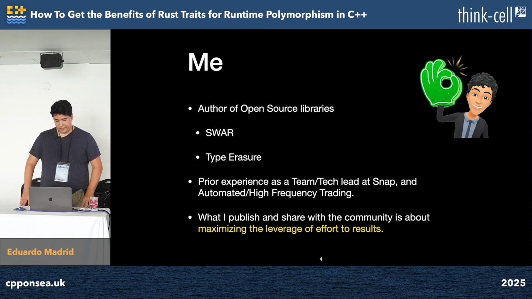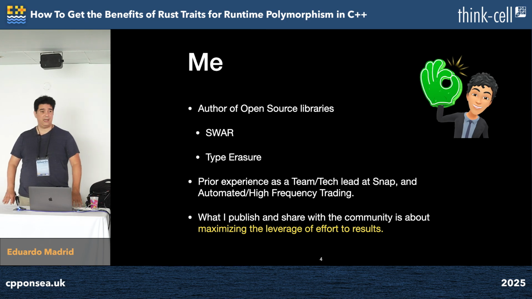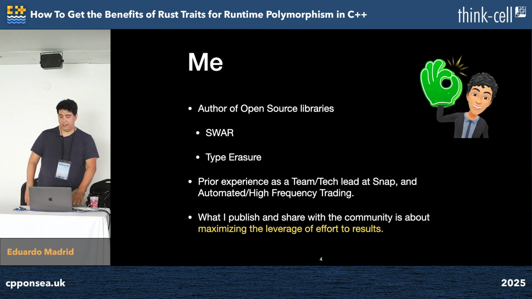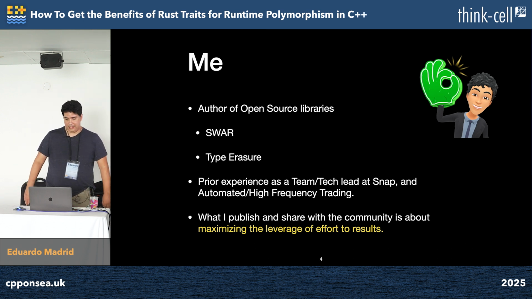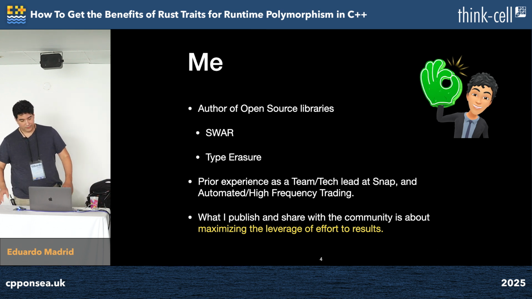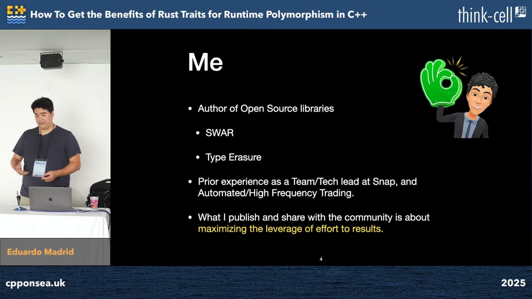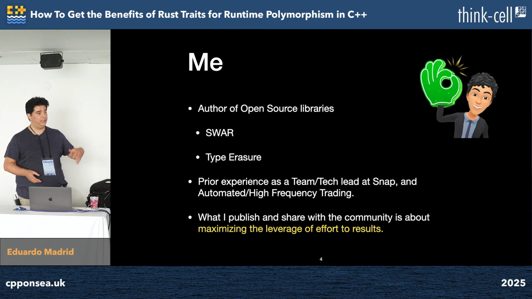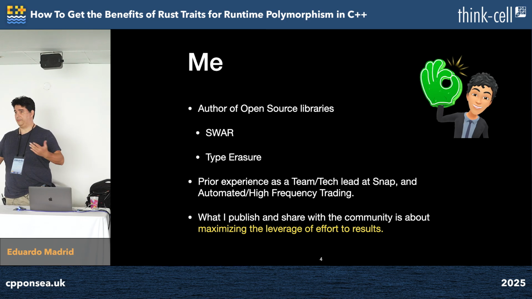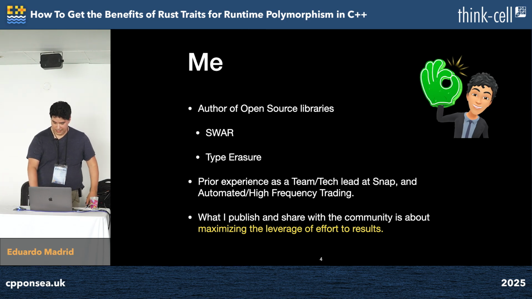I come from being a team and tech lead at several companies. The type erasure library, for example, is used by the company Snap in its flagship product, Snapchat. I carry experience from automated and high-frequency trading, because I have always been very interested in performance, reducing latencies and hard technical challenges. This is, as with everything else, an attempt to see how we use C++ to maximize the leverage between the effort that we put in and the objective results that we get, in terms of performance or anything that we want.